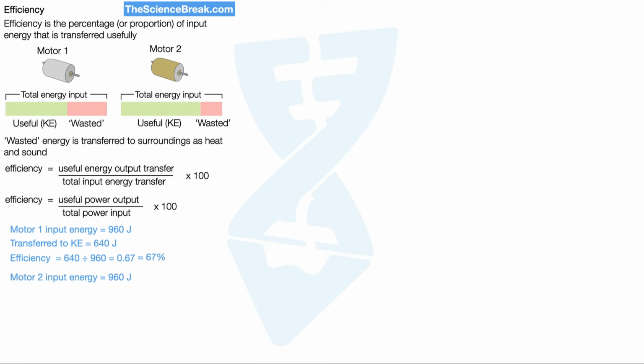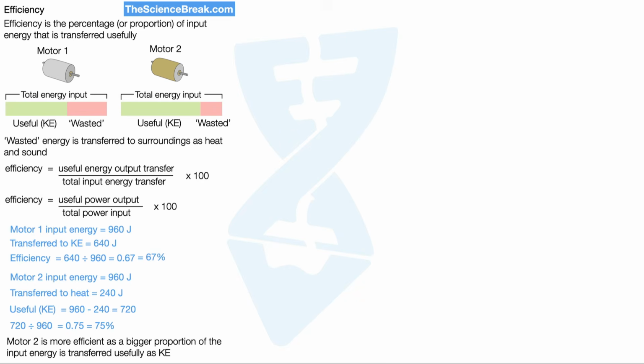For the second example, there's an extra step. The total input energy is 960 and transferred to heat, in other words wasted, is 240. How would we calculate the efficiency? Well, the useful is 960 minus the wasted, which is 240, that's 720. Then we have 720 divided by 960, that's 75%. Motor 2 is more efficient as a bigger proportion of the input energy is transferred usefully as kinetic energy.